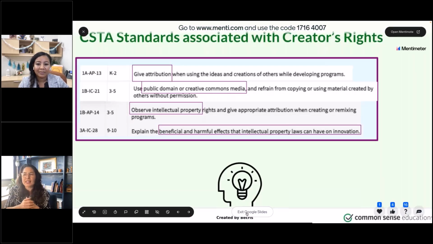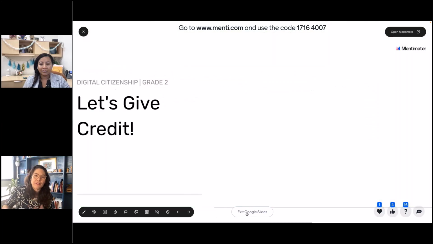And so I put in a lesson here, so obviously we have the standards here about giving attribution, understanding what is public domain and Creative Commons, and how did those licenses work? Because those people don't mind if their stuff is used. They put it out there for you to use, right? Because they want to see you use it in their work. Give them a citation. You know, what is intellectual property rights? And what are the beneficial and harmful effects of intellectual property laws on innovation? How are we trying to make things that move our innovation forward?